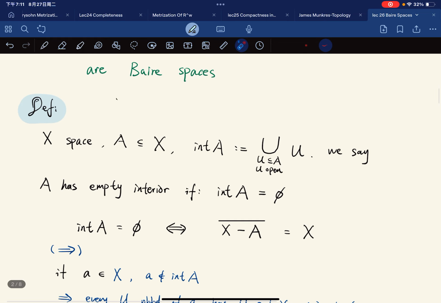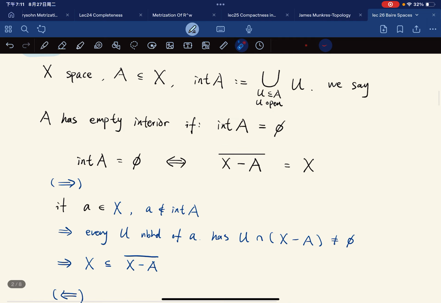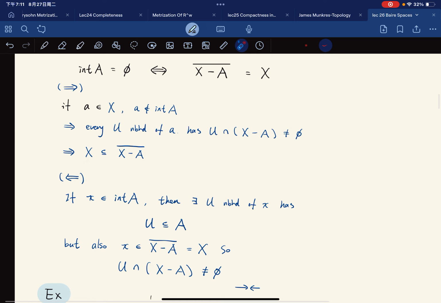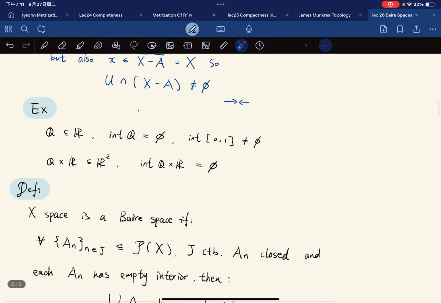So before that, we need a definition. Given a space X and A contained in X, we define the interior of A, which is the union of all open sets in X that are contained in A. And we say A has an empty interior if the interior of A in X is equal to the empty set. And then we also have that if A has empty interior, then the complement is dense in X. And here are the verifications, okay? And we have some examples.